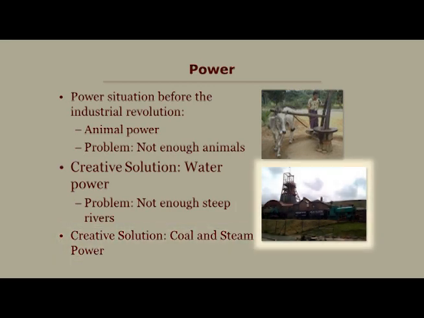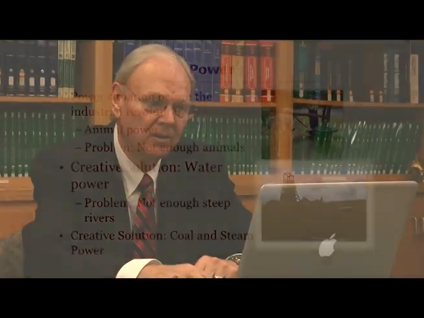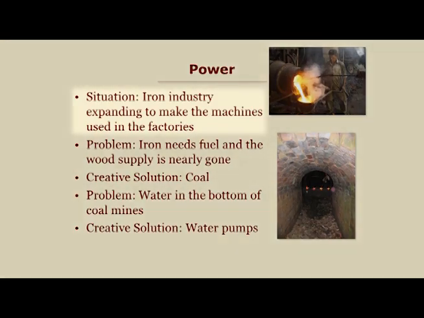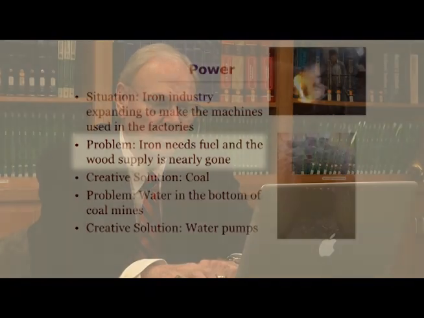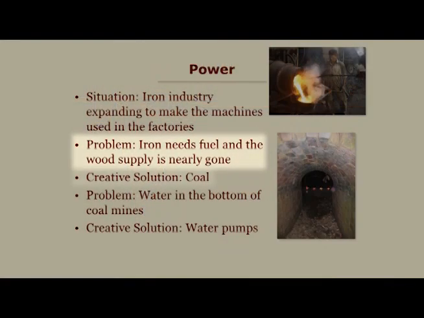And here's a coal mine in Wales, and it was a place where they dug the coal to supply the steam. Now, there is another problem, another situation. The iron industry is expanding to make the machines used in the factories, but they don't have enough iron to make the machines. Therefore, what can they do? The wood supply is gone, and so they start to use coal, not only to create power, but they use the coal to help with the iron as well.